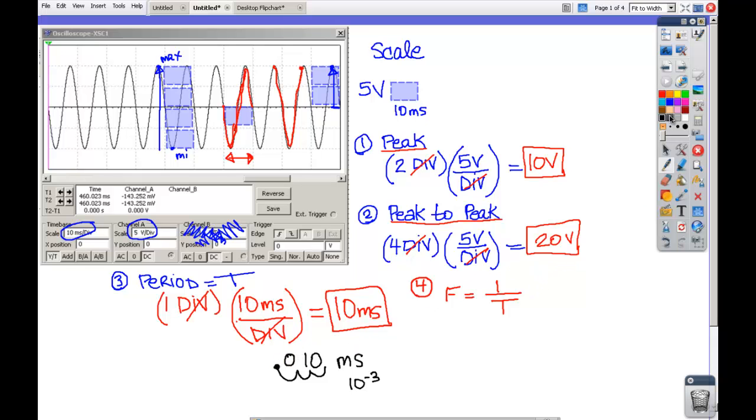So in regular seconds, that would be 1 over 0.01, just plain old seconds. Put this in the calculator, 1 divided by 0.01, and you should get 100 hertz.